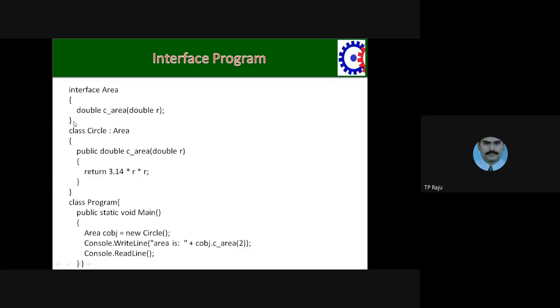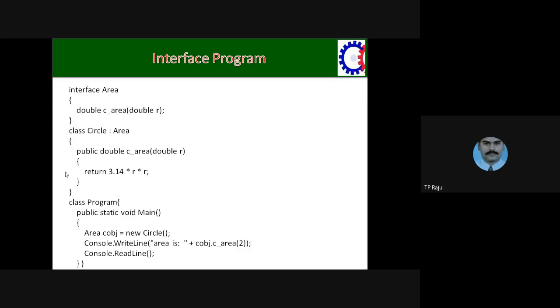See, in interface area you wrote double c_area. In front of double, there is no public keyword. That means by default, interface functions are public. Interface in C#.NET doesn't support data members. Next, while you define the function in a class, you are writing the public keyword because class members are not by default public. Class members are by default private.